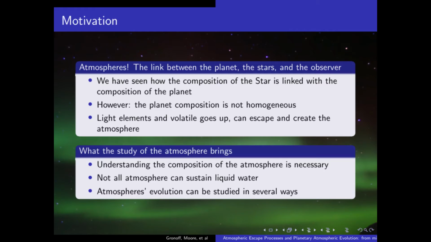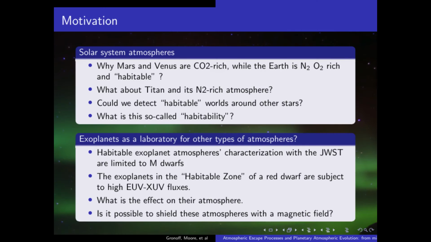And a big point that we have to understand is really the atmosphere evolution. Let's look at the solar system's atmospheres. We see that Mars and Venus are CO2-rich atmospheres, while the Earth is N2-O2 rich, and it's what we call habitable. But what about Titan and its N2-rich atmosphere? Habitability, as previously said, is a very confusing concept. And in the rest of this talk, we are going to really concentrate on these planets that are able to sustain liquid water on their surface.